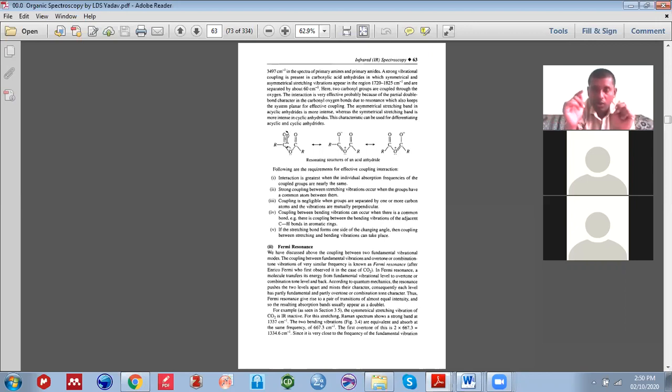That means 1775 cm inverse, 1780 cm inverse, that is for band 1, and another 1810 cm inverse, more than 1810 cm inverse. This is for this carbonyl.